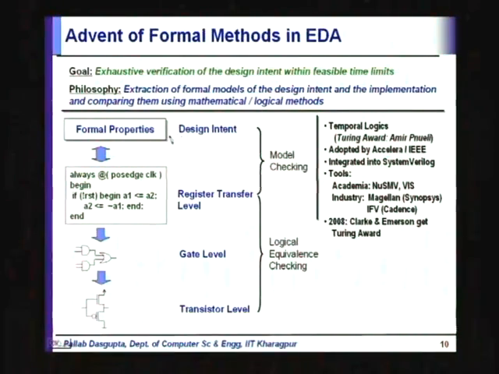So we have formal properties in the design intent, then we have the register transfer level code, then gate level, transistor level. As I mentioned before, at these levels we have formal equivalence checking methods, which formally tell you that these two are equivalent, these two are equivalent. And on the top you have model checking, which is checking the properties against the RTL.